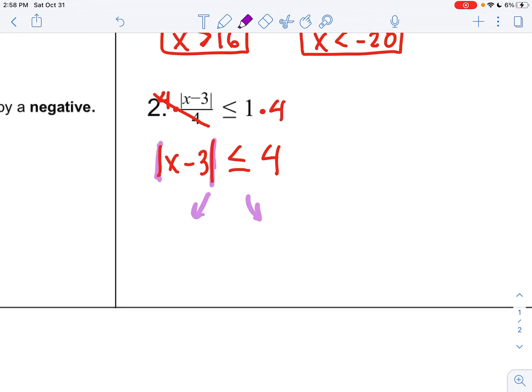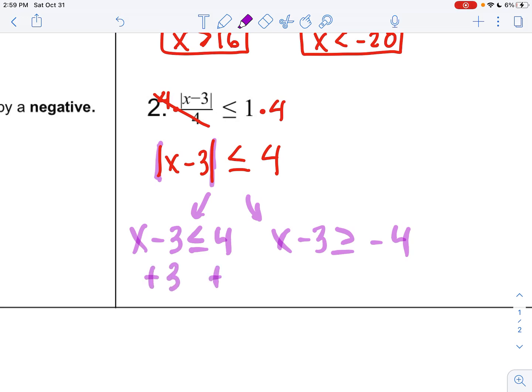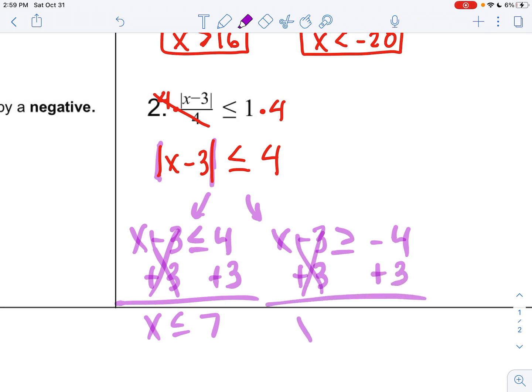Now we're going to split it off into 2. And then we have x minus 3. Remember, A says keep 1 the same. B says flip the inequality sign and make that 4 a negative 4. And then we're going to solve for x. So add 3 to both sides. So x is less than or equal to 7. Add 3 to both sides. x is greater than or equal to negative 1.